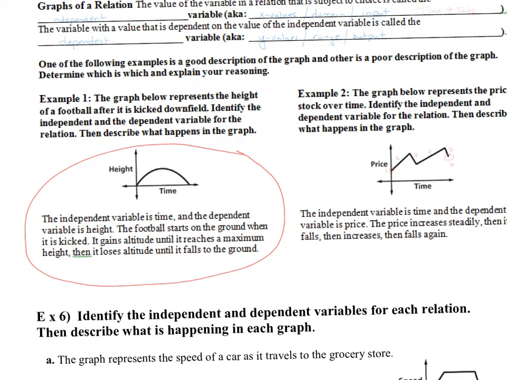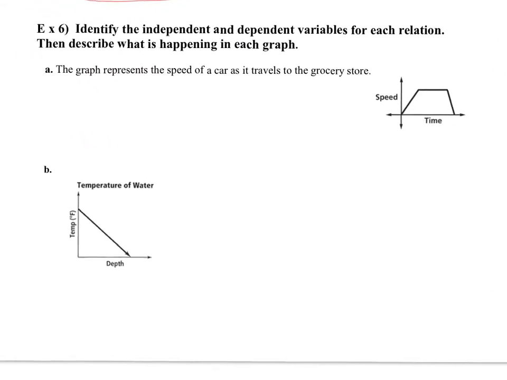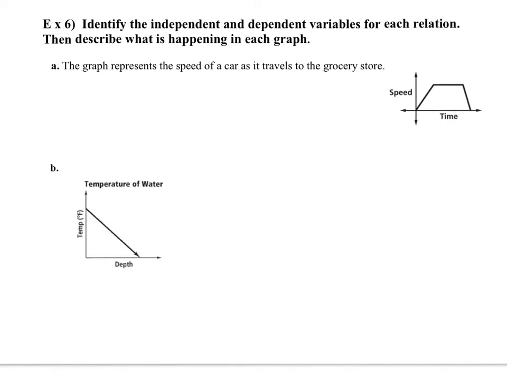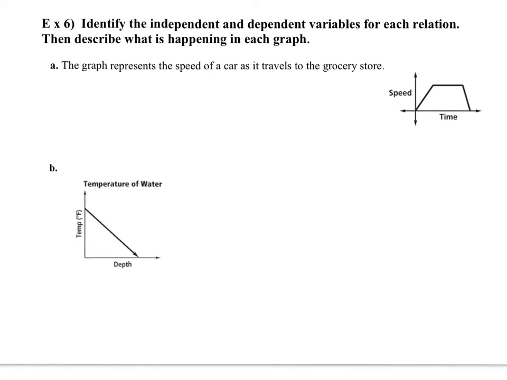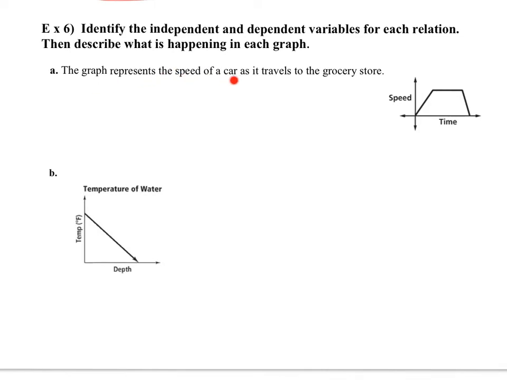Okay? All right. So example 6 here, it says identify the independent and dependent variables for each relation, then describe what is happening in each graph. All right, so the graph represents the speed of the car as it travels to the grocery store. So here's the speed of your car. So identify independent and dependent.